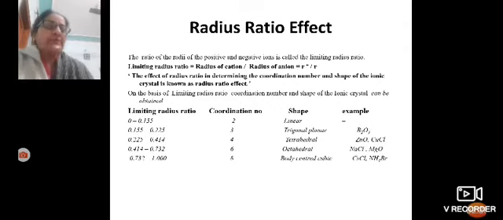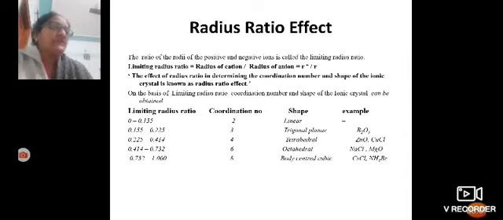If the limiting radius ratio is between 0.225 and 0.414, then the coordination number is 4 and the shape is tetrahedral. Example is zinc oxide, copper chloride, etc. If the limiting radius ratio lies between 0.414 to 0.732, then the coordination number is 6, the shape is octahedral and examples are sodium chloride and magnesium oxide.